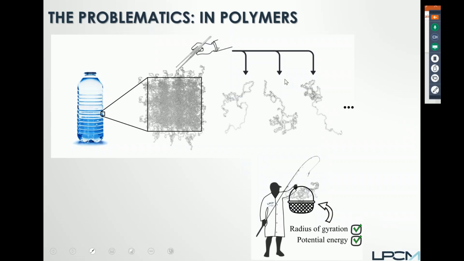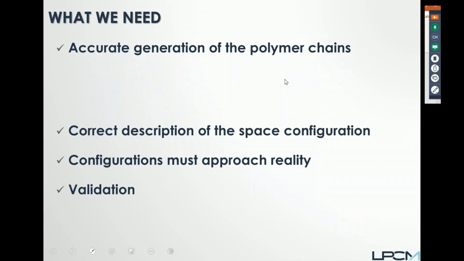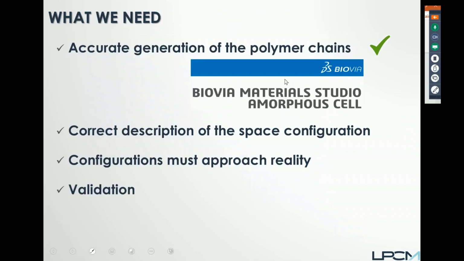In our lab, like a fisherman, we want to accurately describe the configuration space. Also, we fish some configuration, actually 8, and bias our representation of all the polymer chains. This is what we will talk about. So what we need is an accurate generation of the polymer chains. This is done with the AMORPHOUS cell software from BioVia. We'll correct the description of the configuration space, what I said before. The configuration must approach reality, and for sure, the mandatory step when you do some simulation is validation.